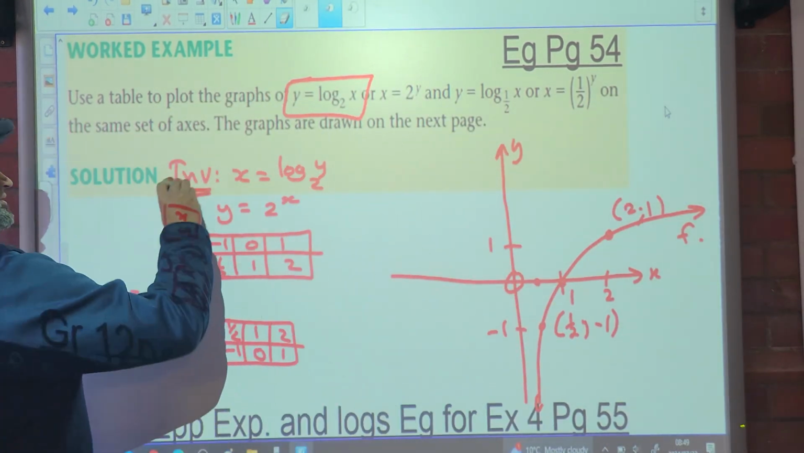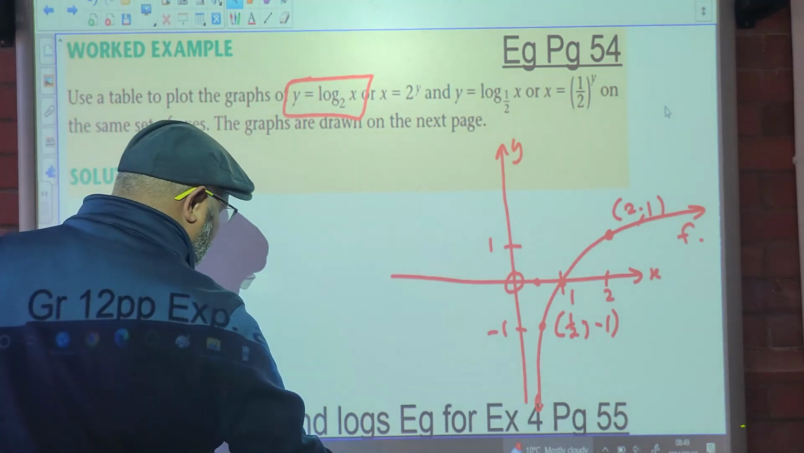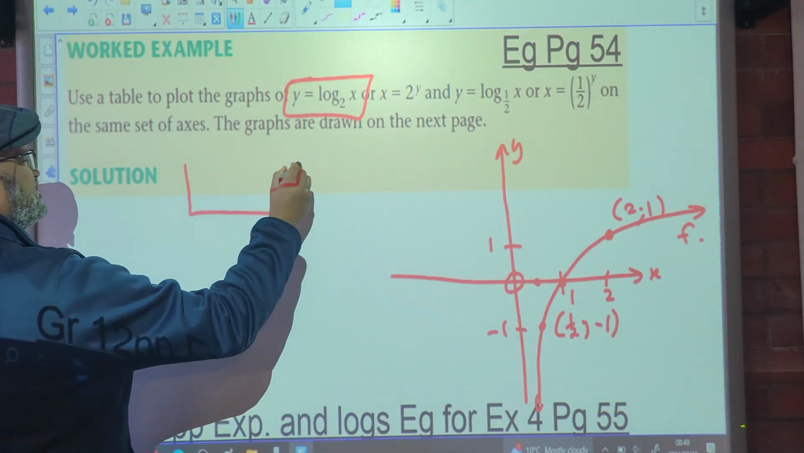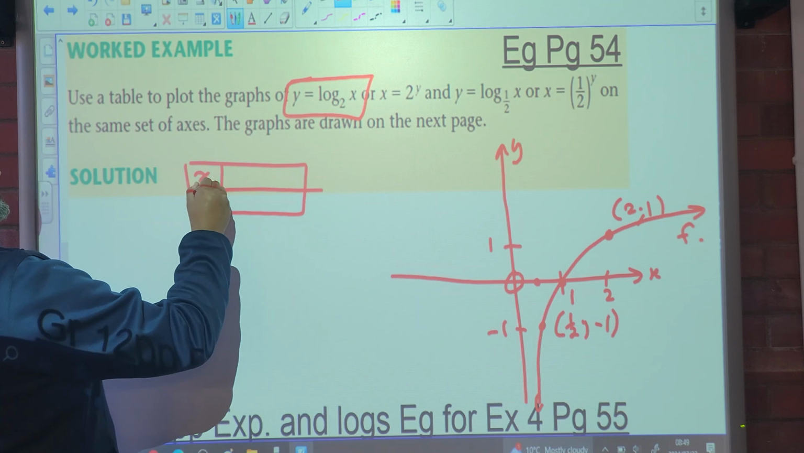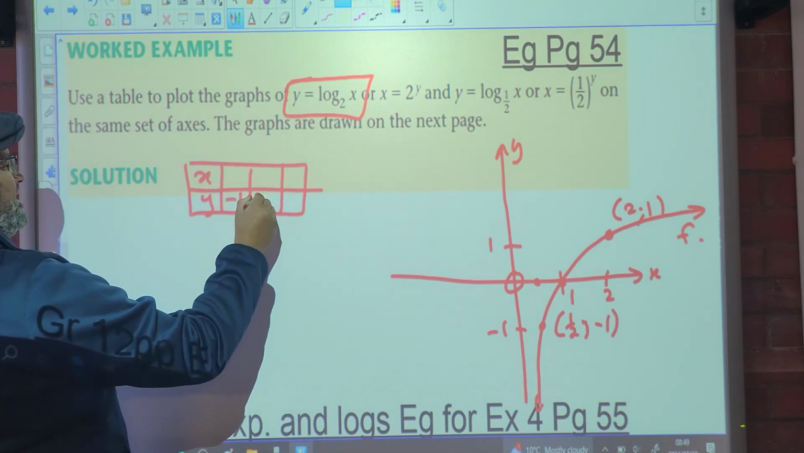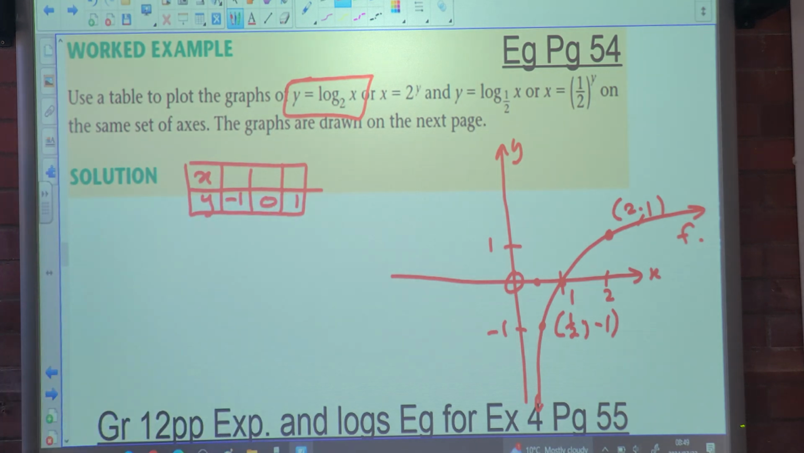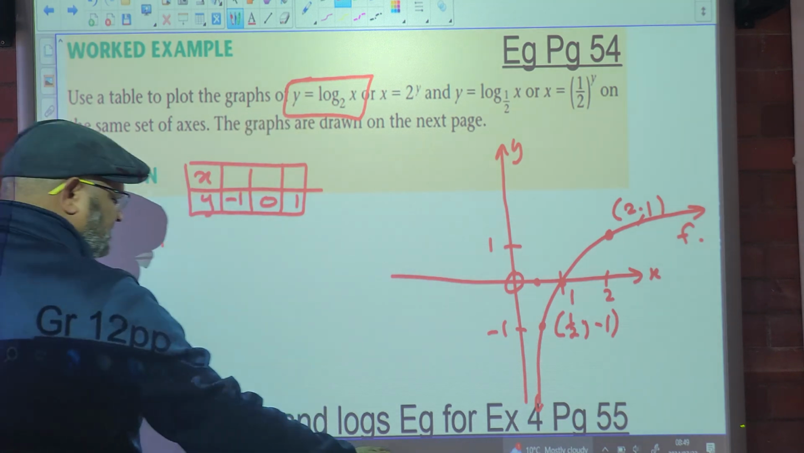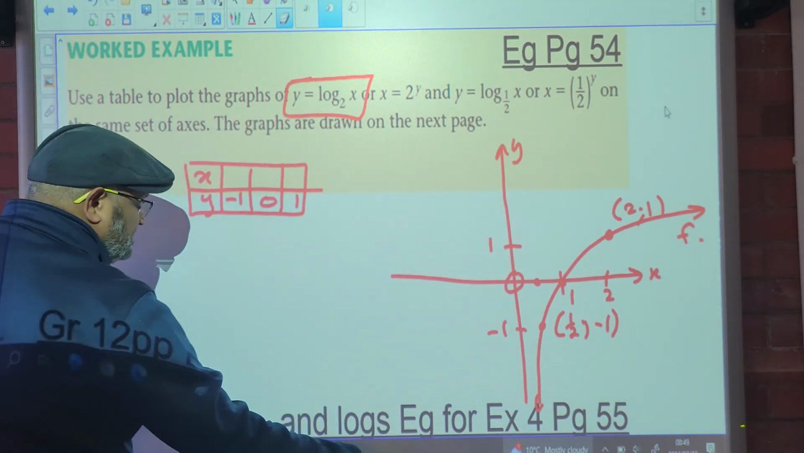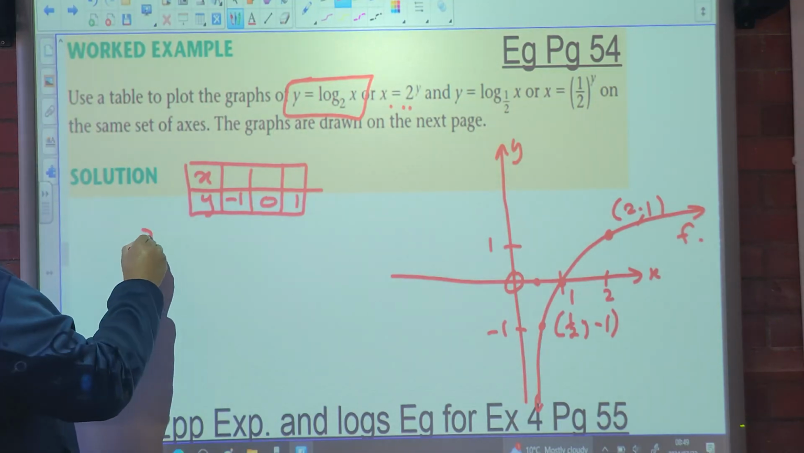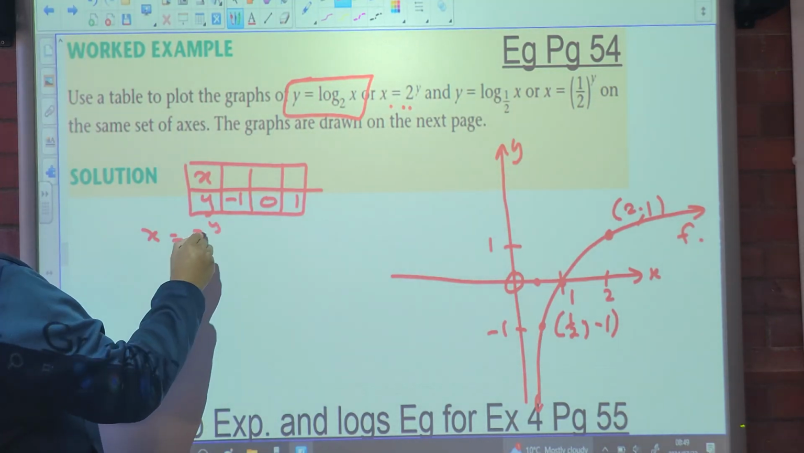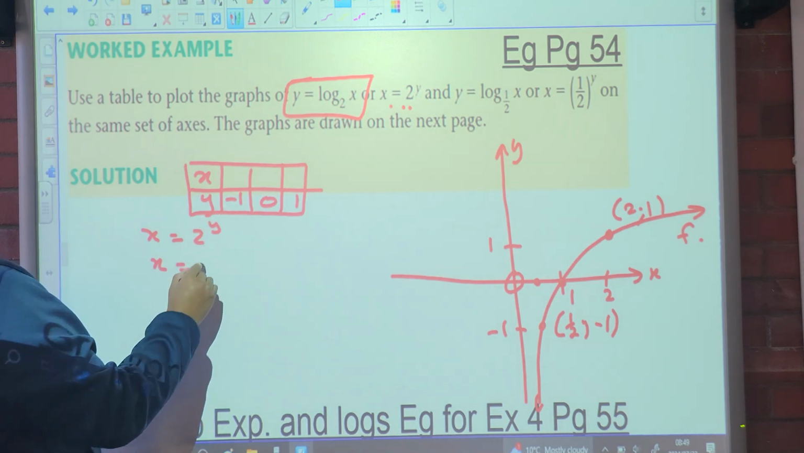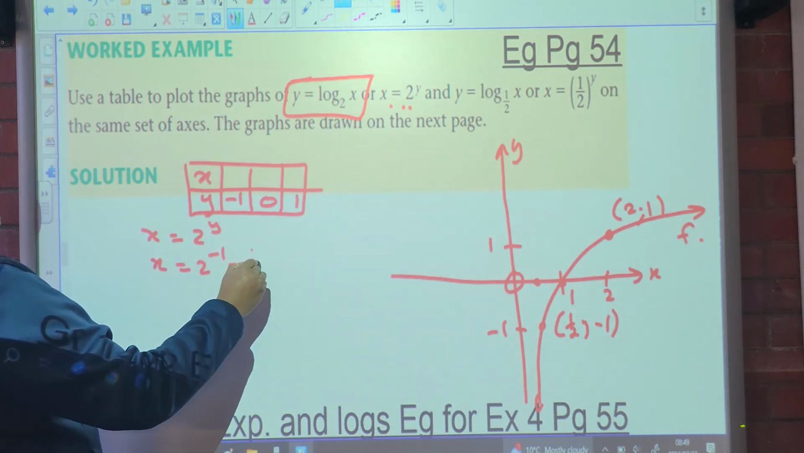Otherwise, what you can do is, I could have also said, okay, because I know it's an inverse function. And we know this is going to be minus 1, 0 and 1 for the inverse to the exponential graph that we normally draw. So what I do is I say, okay, y is now minus 1. Using this formula here, x is equal to 2 to the y. So if y is minus 1, it's going to be 2 to the minus 1, which is half.